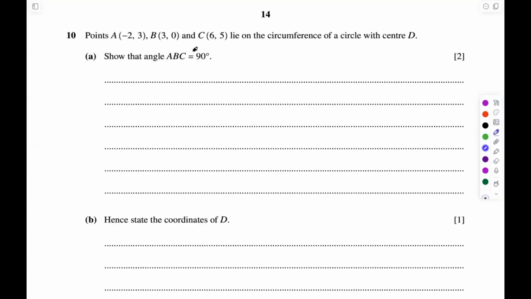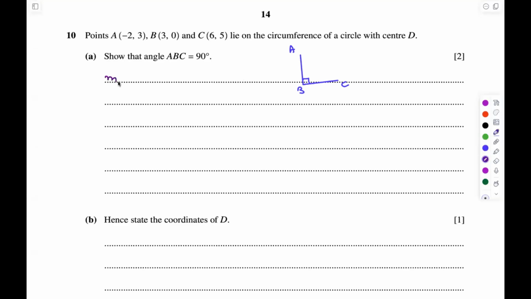In question 10, points A, B, and C lie on the circumference of a circle with center D. We have to show that angle ABC equals 90 degrees. Now, to show that angle ABC is equal to 90 degrees, if this is a right angle, it means that the gradient of AB and the gradient of BC will be negative reciprocals of each other.